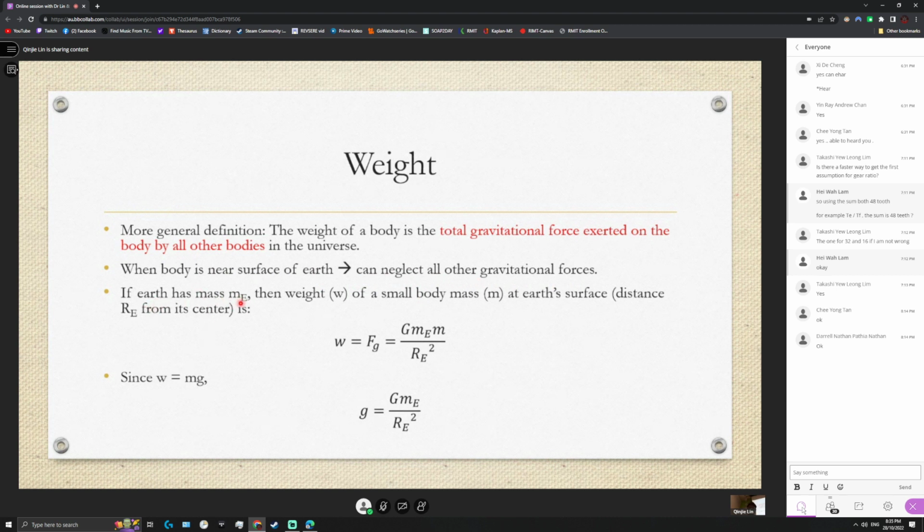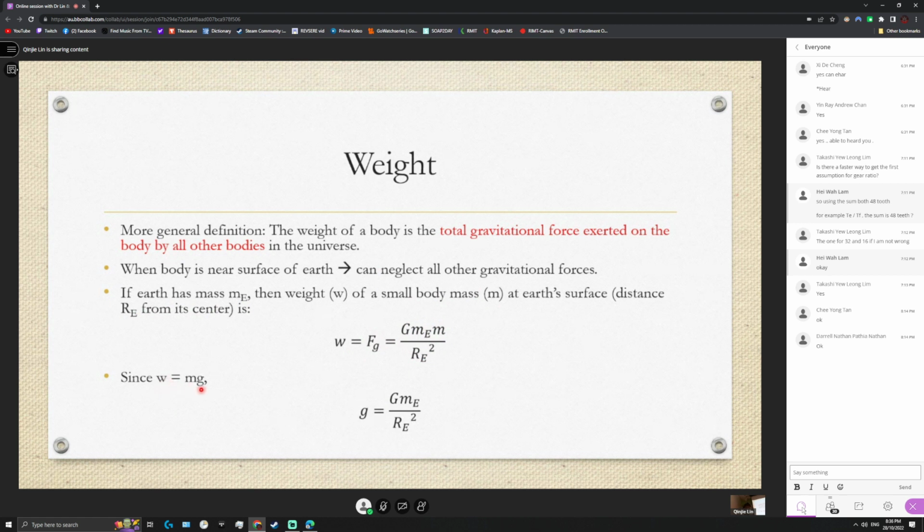So if Earth has mass M_E, then the weight of a body of mass m at a distance R_E from the center, this is the radius of the Earth, can be approximated to the radius of the Earth, because our distance from the surface of Earth is negligible. If you put it into the formula, it will look like this: G M_E m over R_E squared, the same formula. This is the mass of Earth, this is the mass of, let's say, us, the small body, then divided by R_E squared. This is the distance between us, the object, and the center of the Earth.